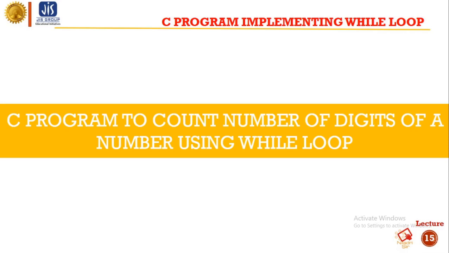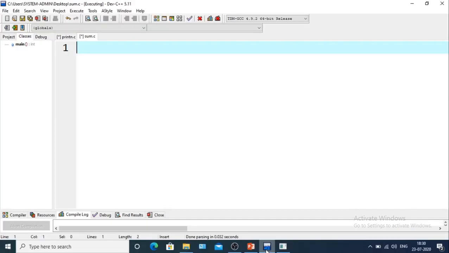If the number is 254, the result will be 3. If the number is 7432, the answer will be 4. So let's do the program. This is our C editor.